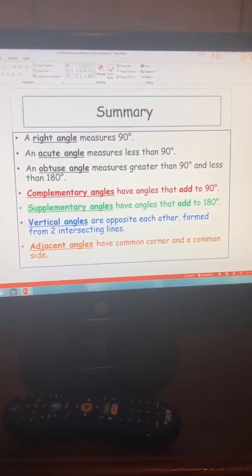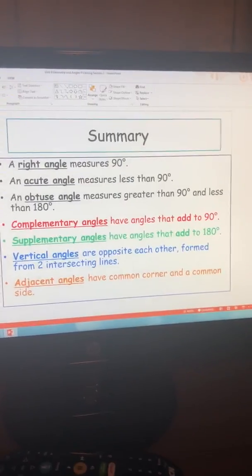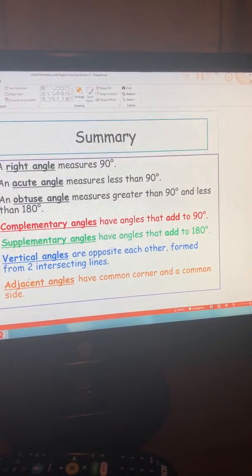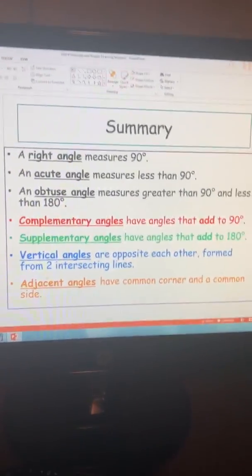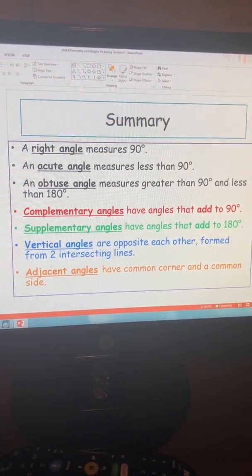I'll take a note of the fact that it's, what slide is this? This is slide number, let's see, slide number 21. So like I said, this is the basic vocab you need to know.